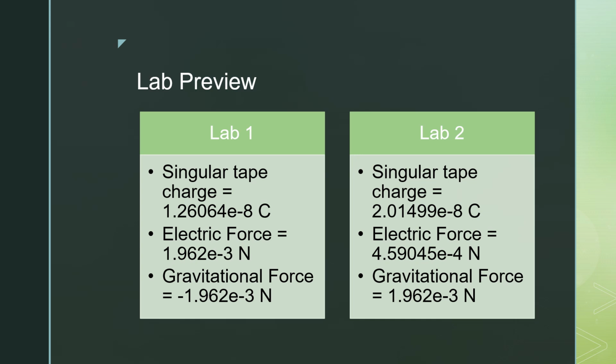Here's a preview of the lab results. For lab 1, the tape charge was 1.26e-8 coulombs, the electric force was 1.96e-3 newtons, and the gravitational force was 1.96e-3 newtons. For lab 2, the tape charge was 2e-8 coulombs, the electric force was 4.59e-4 newtons, and the gravitational force was 1.96e-3 newtons.